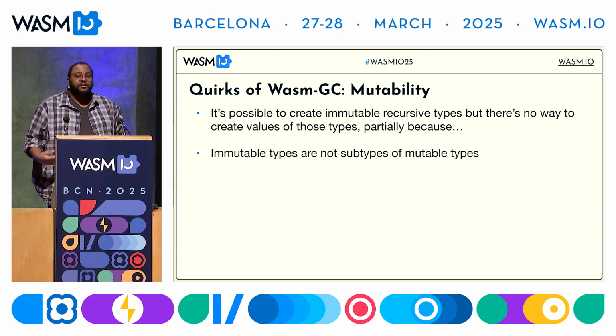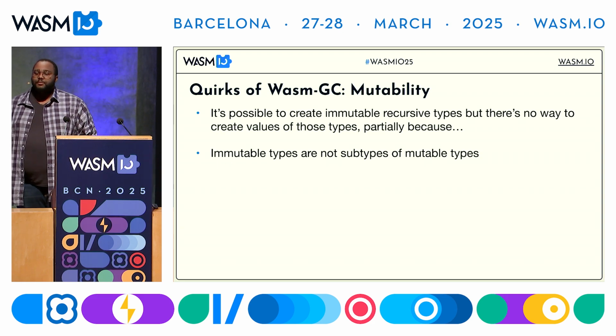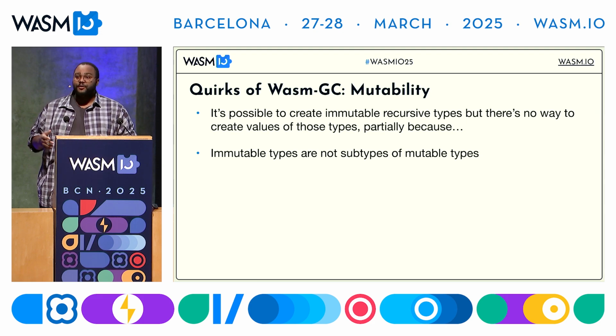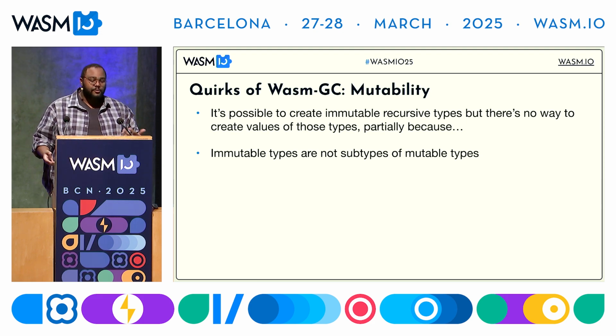So if you're building utilities within your compiler to do certain things, like maybe if you're doing an array copy or something for a specific array type, it's not going to work across the mutable and immutable versions.